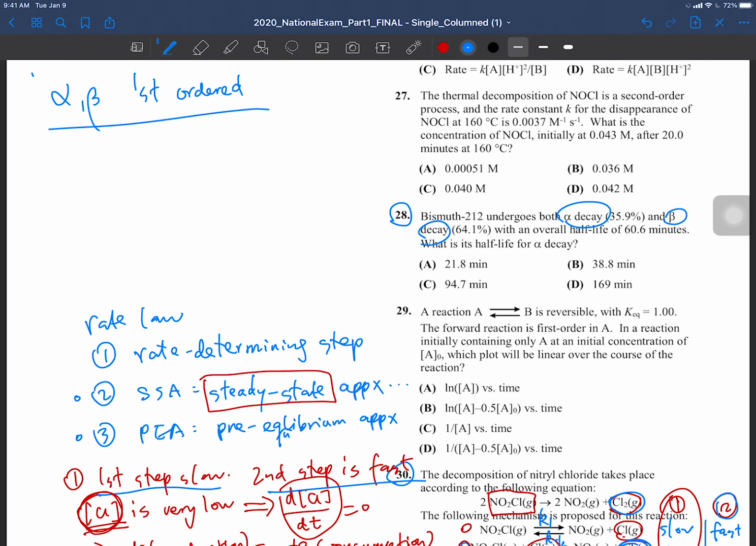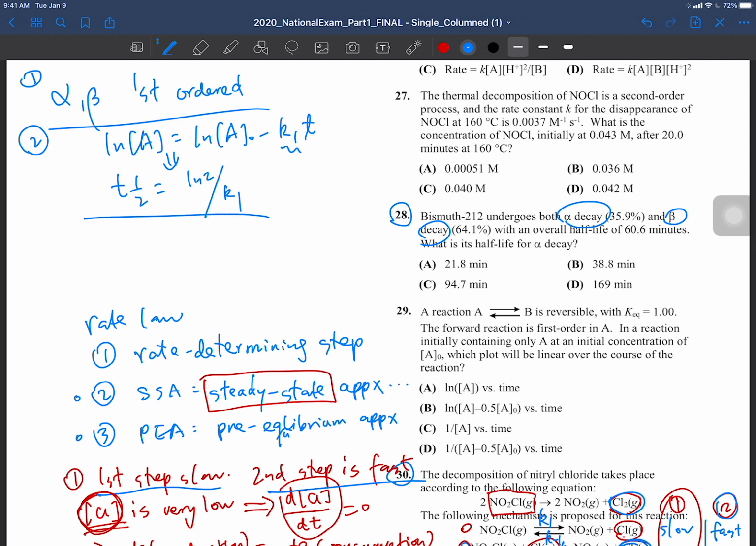The second one, you need to know the integrated rate law for a first order reaction, which is ln A equals ln A0 minus k1 t. A0 is the initial concentration of the reactant. k1 means it is a first order reaction. So based on this, we can further derive the equation of the half-life, which is ln 2 over k1. I believe this equation is provided in the AP exam.